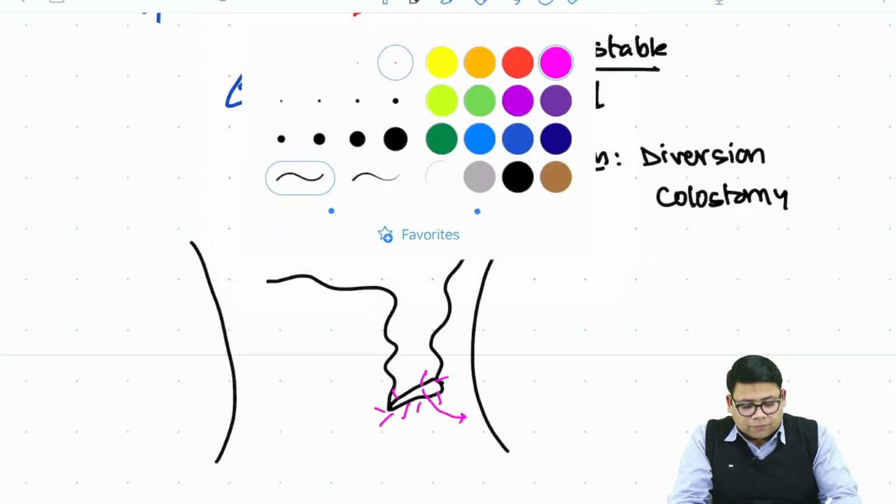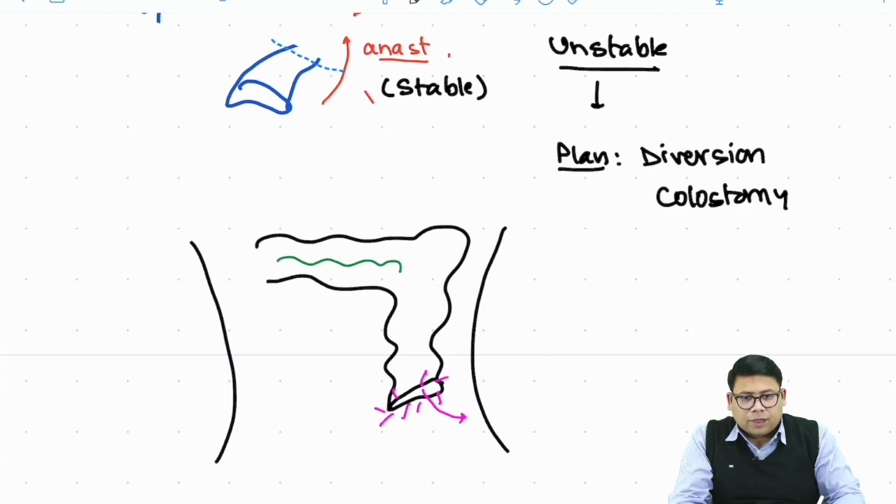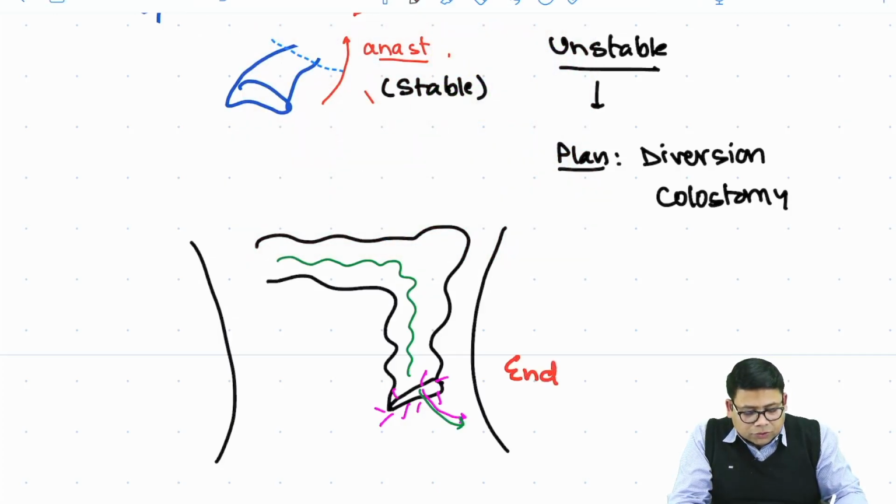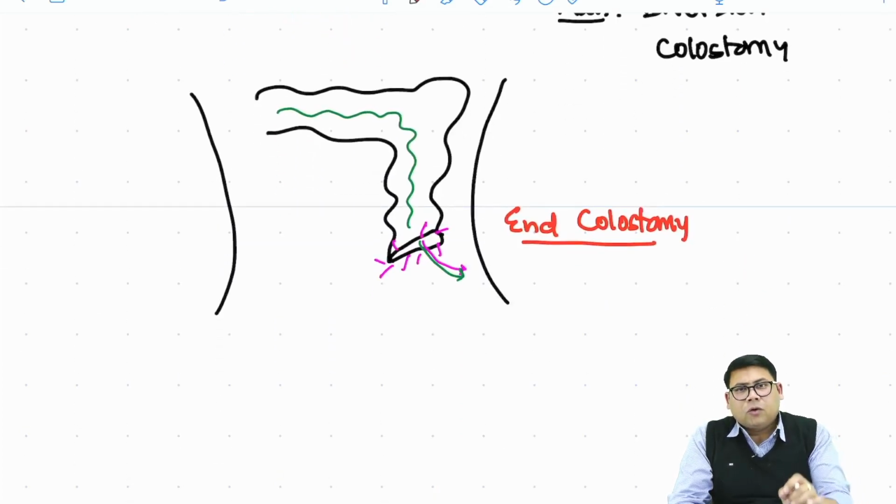So, the fecal matter will come out by this. Let us take a walk inside the colon. I am moving, and all of a sudden I am out of the colon. And that is why this type is known as end colostomy. I have ended the colon into a stoma, and that is why it is known as end colostomy.